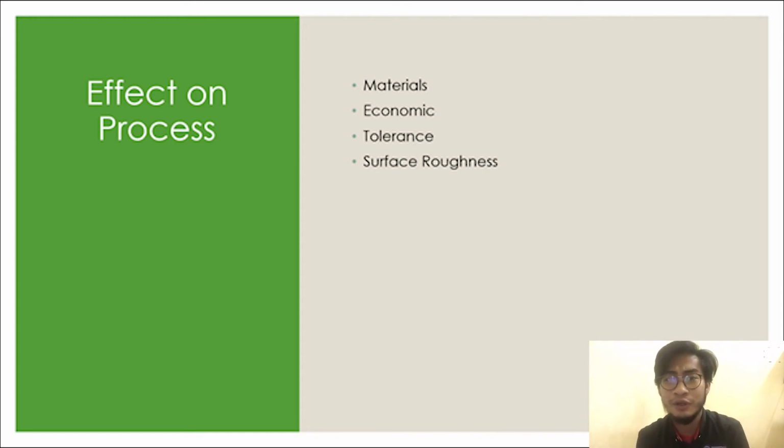For the second point, the economy. Due to the product using stainless steel, the product can be recycled back. The third point is tolerance. Tolerance is important for this process parameter because we need to make sure the product, stem and hinge fit to the measurement. Lastly is surface roughness. Surface roughness is important because a higher surface roughness gives a poor product for users. Okay, this is all from me.